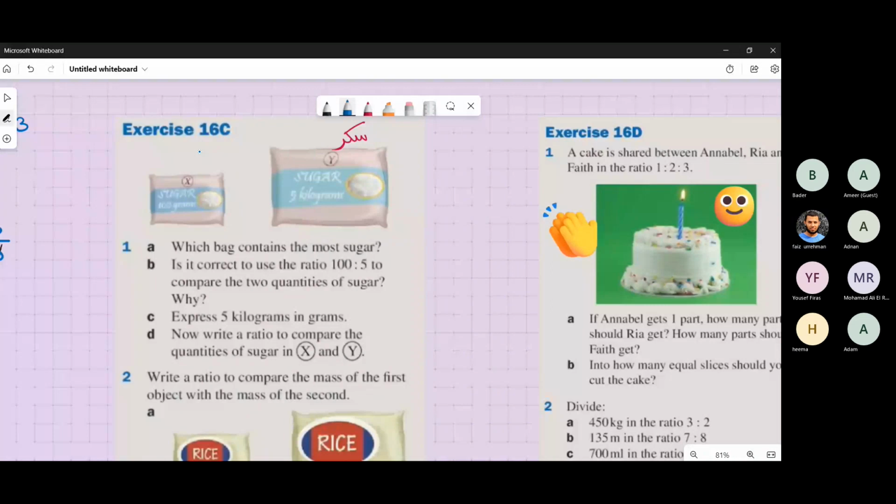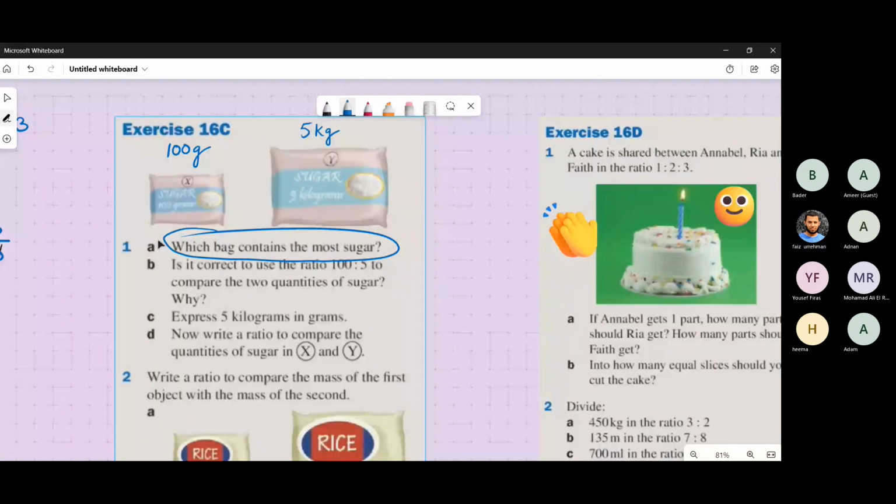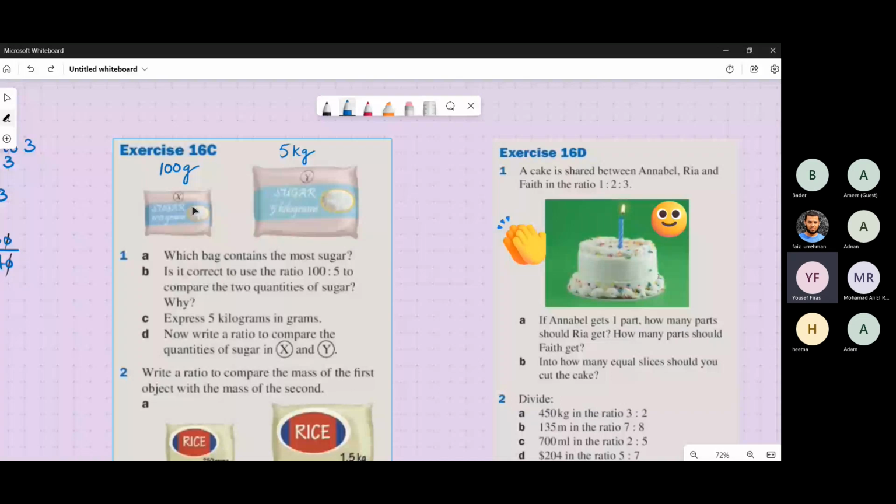There is a packet of sugar which has 100 grams, and another packet with 5 kg of sugar. Now, which bag contains the most sugar? The 5 kg, it's quite obvious. Which has more mass? Of course, 5 kg.